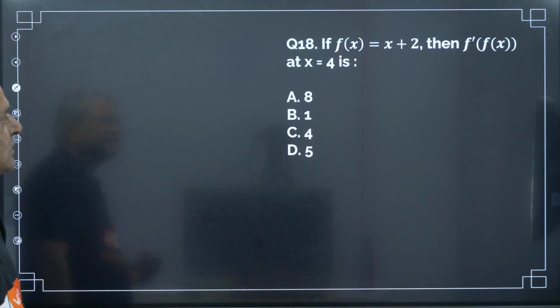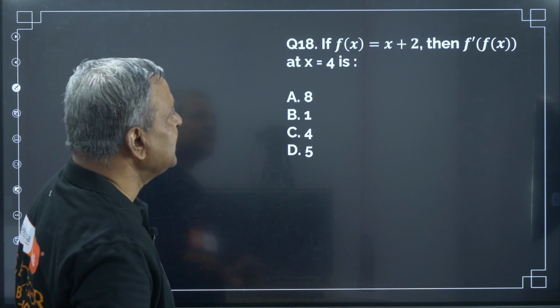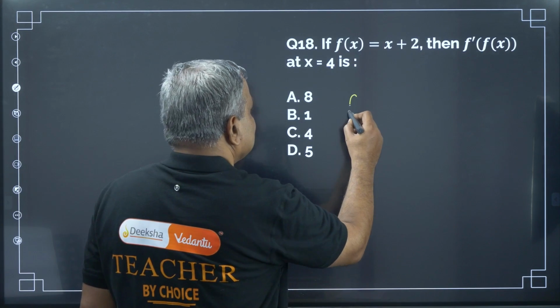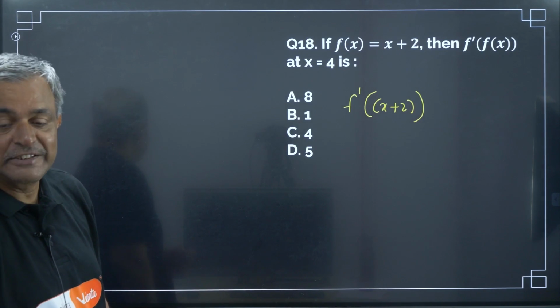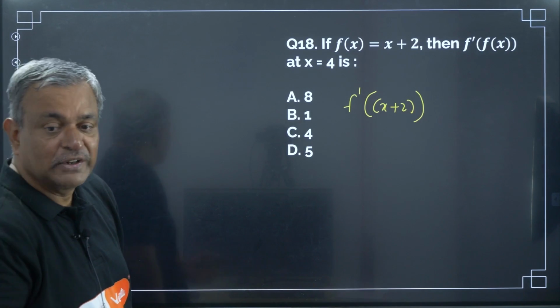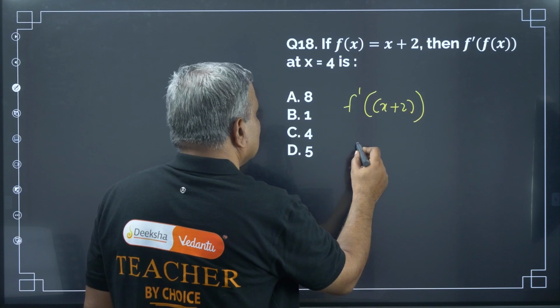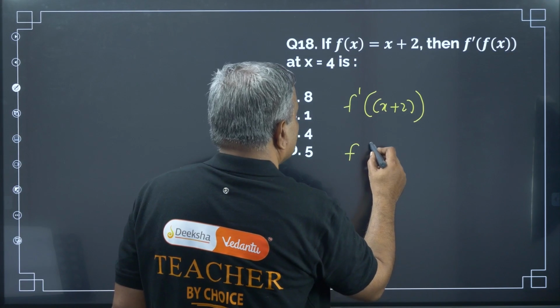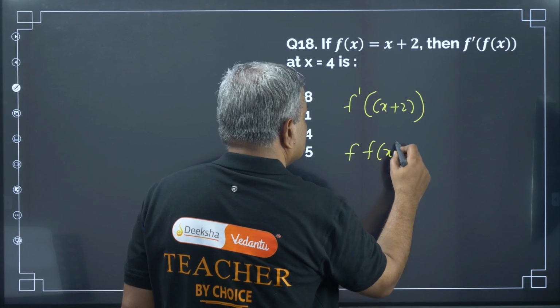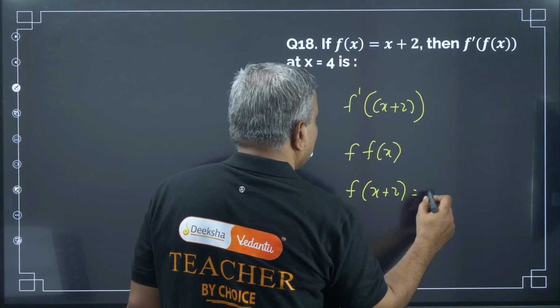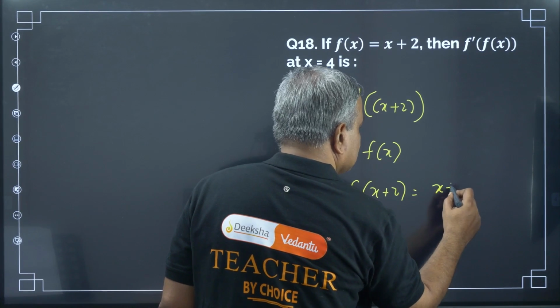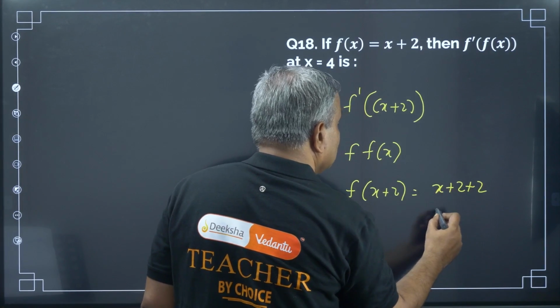Next one. Simple one. He is asking f dash of x plus 2. f dash of x plus 2. Correct. What is f of x plus 2? f of x is nothing but f of x plus 2. What is f of x plus 2? x plus 2 plus 2 will give you x plus 4.